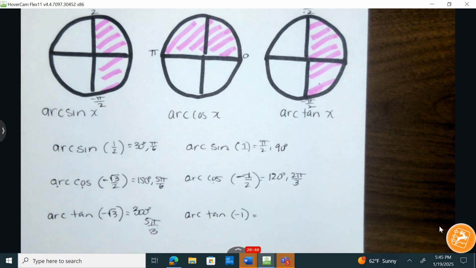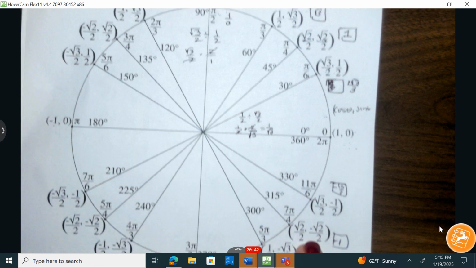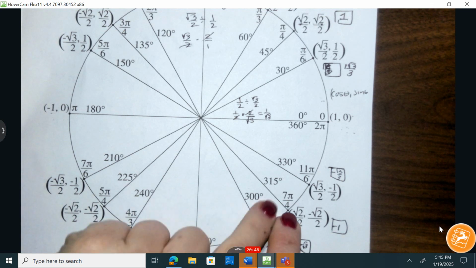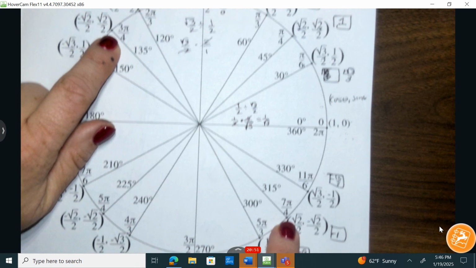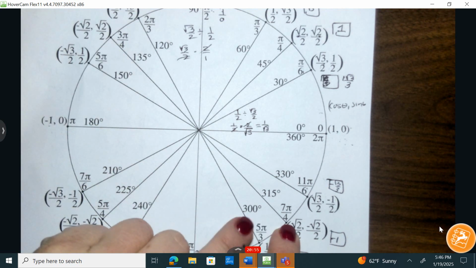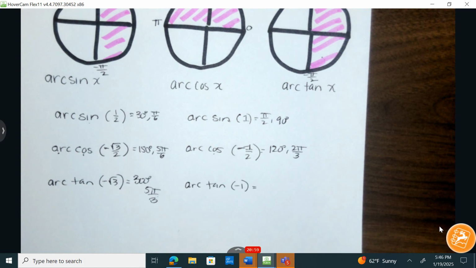So arctangent of negative 1. Negative 1 occurs at, and I got to go back, I see a mistake I just made. It occurs at 7 pi over 4. It also occurs at 3 pi over 4. Now what mistake did I make? Instead of writing 300 degrees or 5 pi over 3 on the last one, what it wants me to do is it wants me to drop it down.